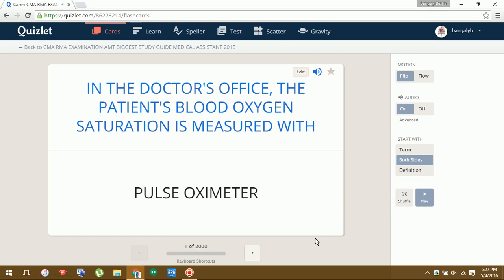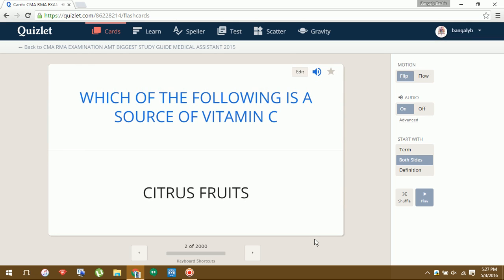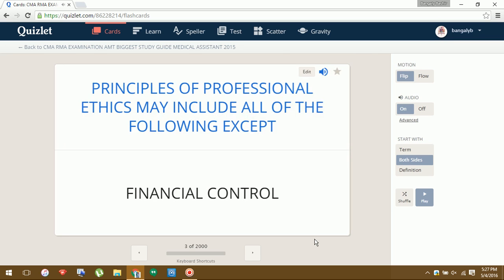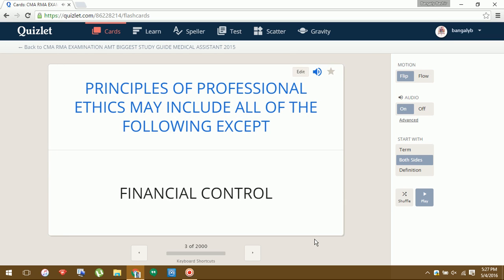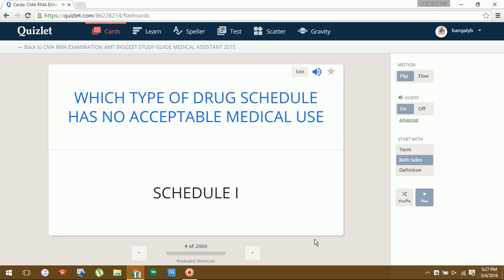In the doctor's office, the patient's blood oxygen saturation is measured with a pulse oximeter. Which of the following is a source of vitamin C? Citrus fruits. Principles of professional ethics may include all of the following except financial control. Which type of drug schedule has no acceptable medical use?